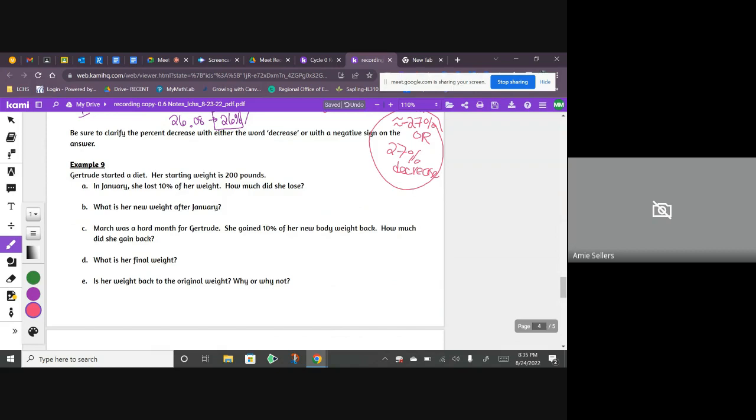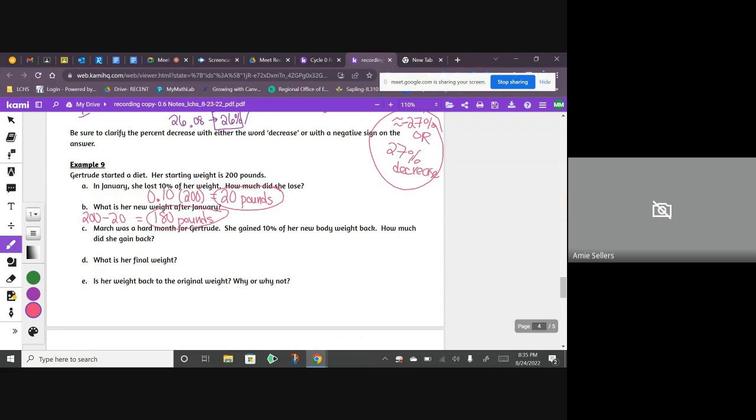Gertrude started a diet. Her starting weight is 200 pounds. In January, she lost 10% of her weight. How much did she lose? So we want to find 10% of 200. So we're going to change 10% to a decimal, 0.10, and multiply it with 200. So how much she lost is 20 pounds. For part B, it says, what is her new weight in January? So after that 10% weight loss, let's take away 20 from 200. We get 180 pounds.